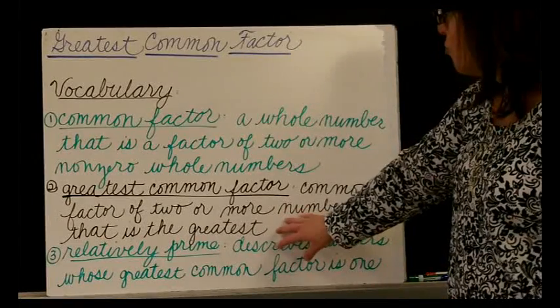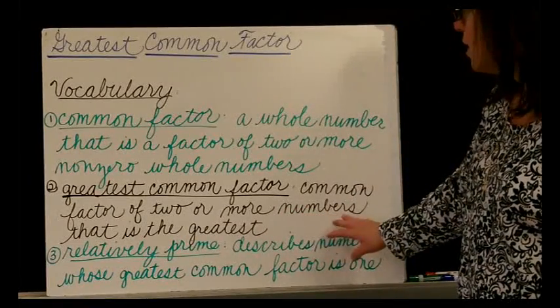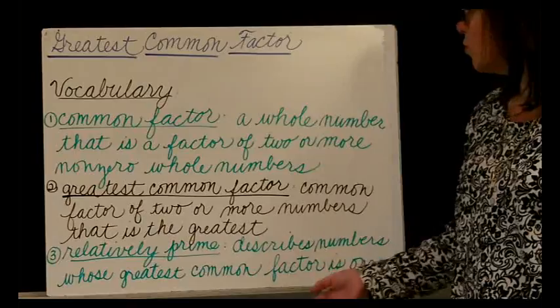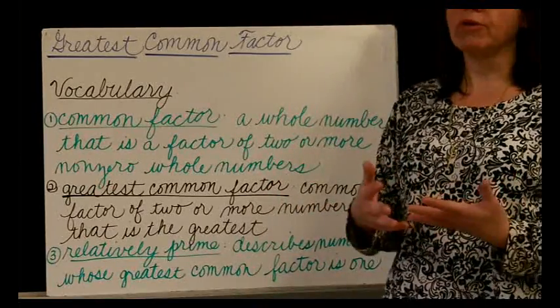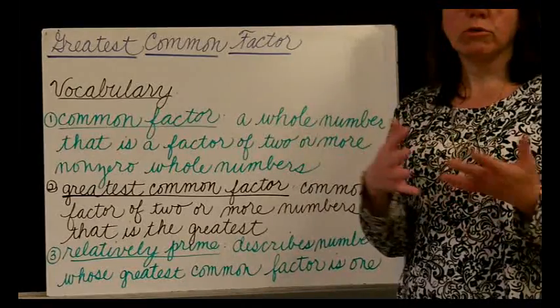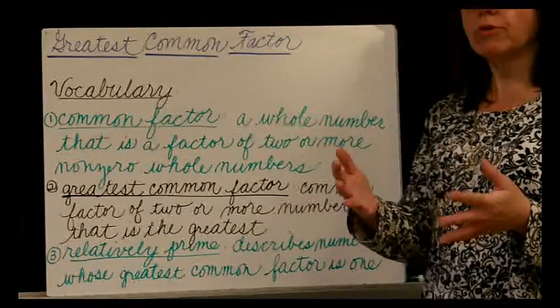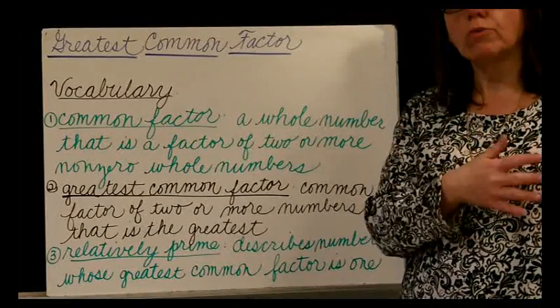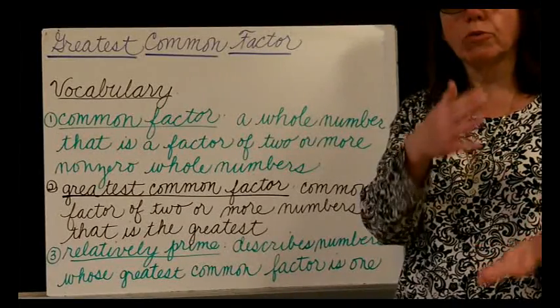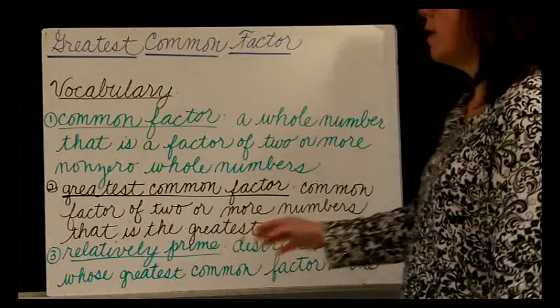Our second term, greatest common factor. It's the common factor of 2 or more numbers that is the greatest. So if you were to list all the factors of a number, or 2 numbers, or even 3, and you looked at the factors that they had in common, the one with the highest value that they both or all 3 have is your greatest common factor.